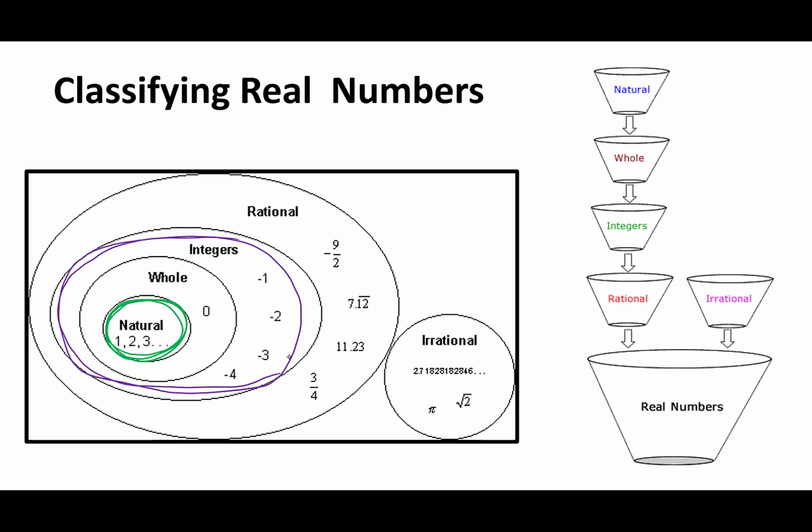And now notice the bigger circle, rational. A rational number includes all of the natural numbers. It includes all of the whole numbers. It includes all of the integers. Plus, it includes terminating decimals, repeating decimals, and any fraction that simplifies to a terminating decimal or simplifies to a repeating decimal. Everything else that's not rational goes into a bucket by itself called irrational. They're still real numbers because we're not talking about imaginary numbers, but this smaller group is called irrational numbers.